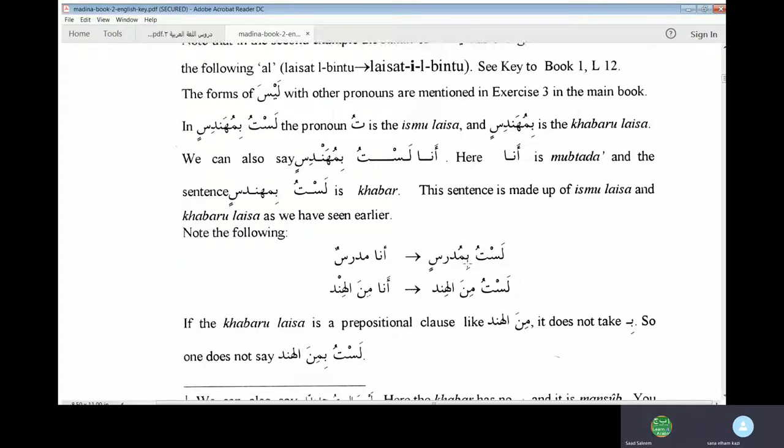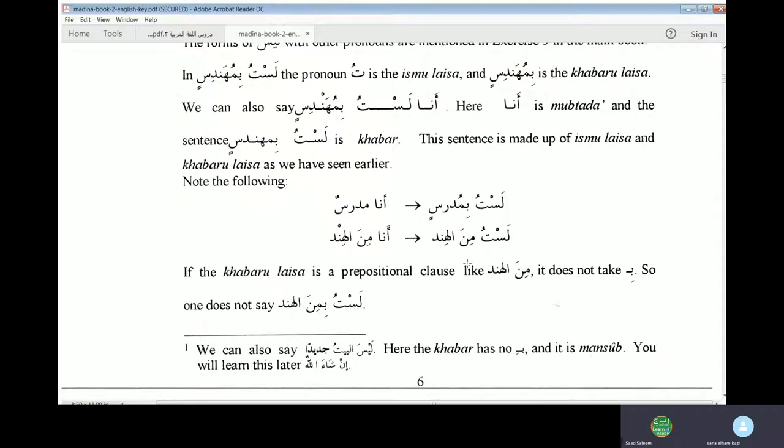Note the following. Ana mudarrisun will become lastu bi mudarrisin if you put laysa. Ana minal hindi. I am from India. And then if you want to say I am not from India, lastu minal hindi. If the khabaru laysa is a prepositional clause like minal hindi, it does not take bi, so one does not say lastu bi minal hindi. You just say lastu minal hindi.